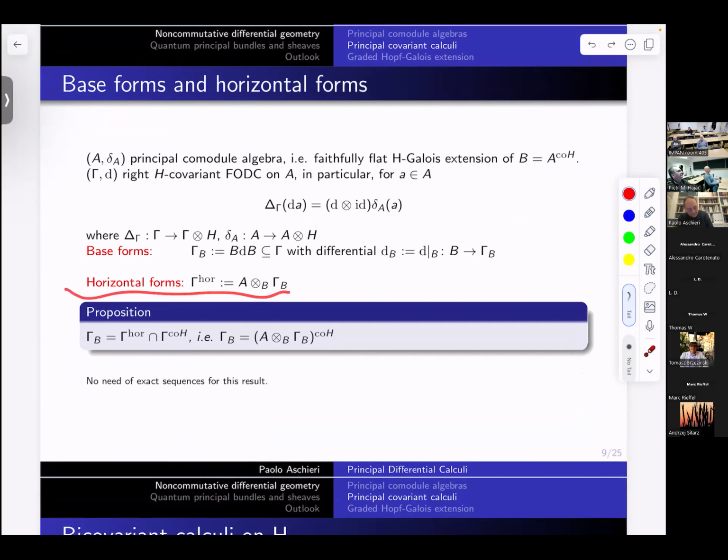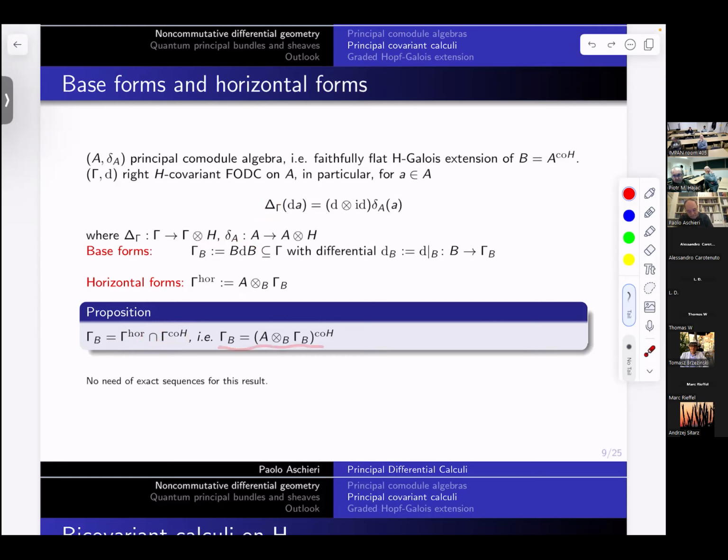Another canonical notion is that of horizontal forms, that is, I change the base ring from B to the total space algebra A. Well, then the first proposition that we have in this setting is that the base forms, basic forms, are simply the intersection of the horizontal forms with the coinvariant forms. The coinvariant forms are those forms that are coinvariant with respect to this coaction.